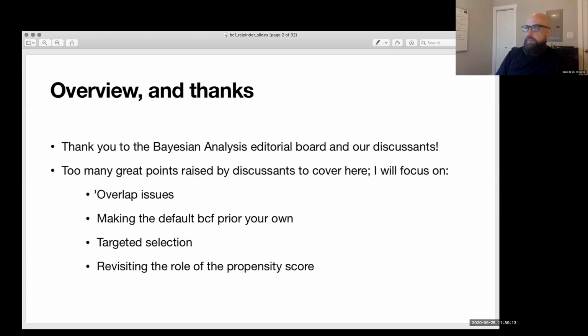I'll start out by talking about overlap issues that came up in a couple of the discussions we saw here, and I think our perspective on this is maybe a little bit different. The second thing I want to talk about is how to make the default BCF prior your own. We got some questions in the chat about how to actually set the BCF prior parameters. In the paper, we propose a default. We arrived at those default settings through a bunch of simulation exercises like Richard walked you through. We've gotten quite good at those over the years, but there was extensive evaluation of these choices in simulation, and that's how we got there.